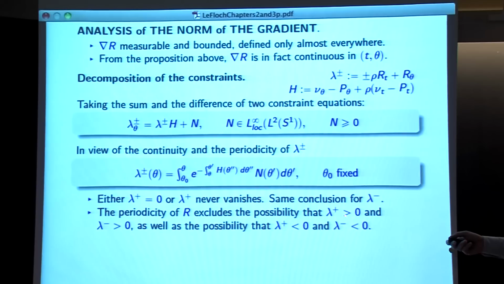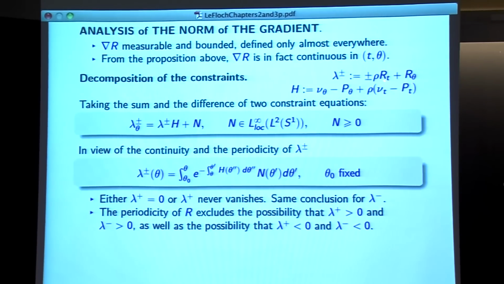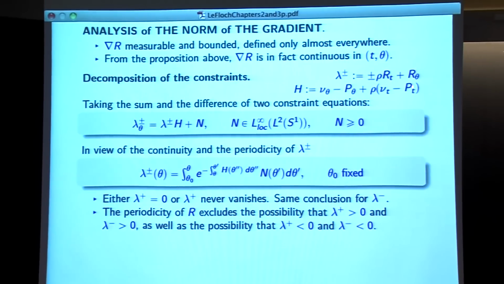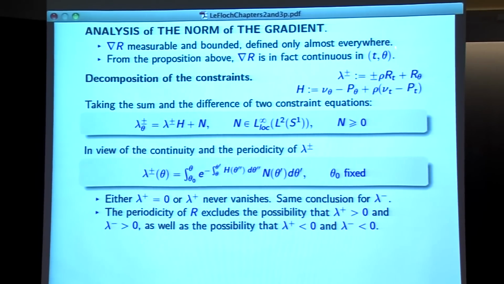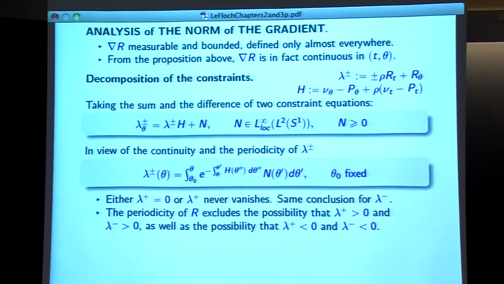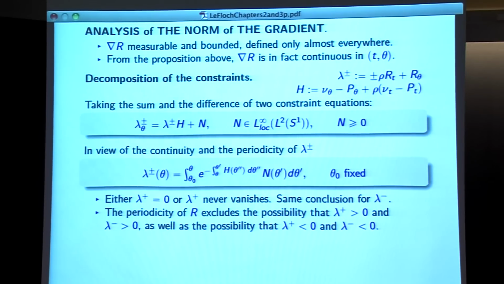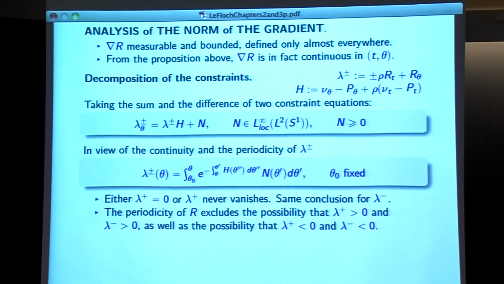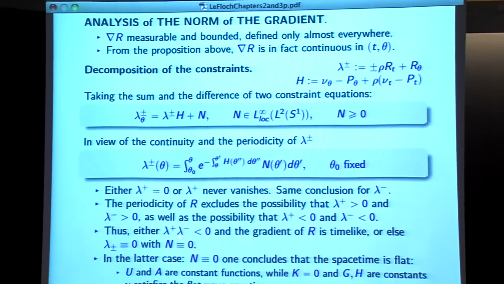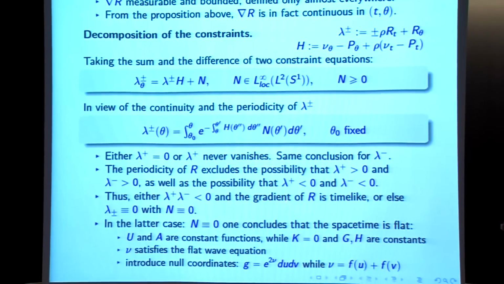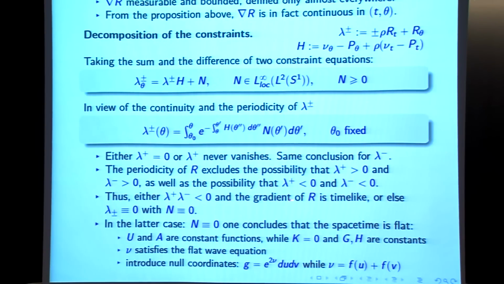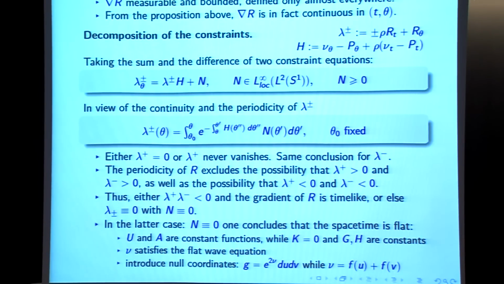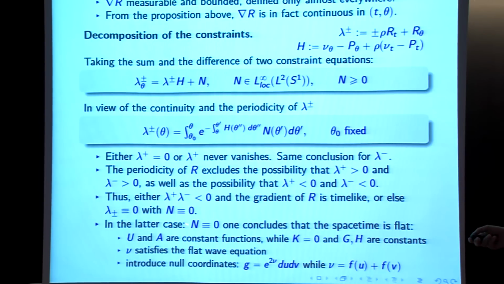Okay, so why not? Because if they are both positive, you return to the definition and you say, okay, these two quantities are positive, and then the sum is positive, and then R_theta, or 2R_theta, is positive, so R is increasing, but it's periodic, and so it cannot work, except if it's trivial. Okay, so you exclude that, and if you exclude that, it means that the product is negative. And if the product is negative, it's exactly the statement that the gradient of R is timelike, because the norm of the gradient is a product of these two quantities.